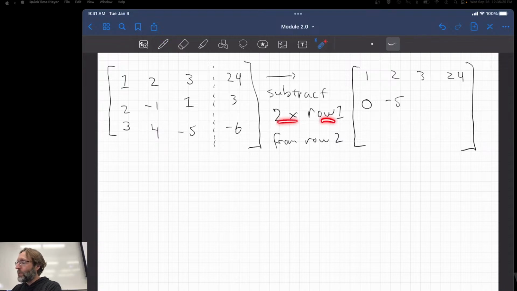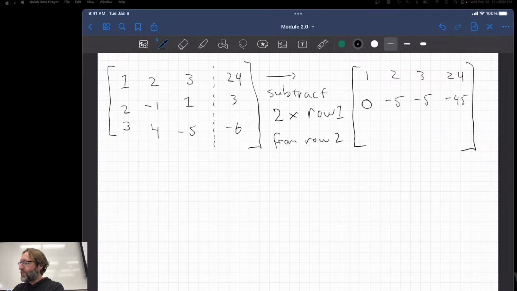2 times row 1, 2 times 3 is going to be 6. Subtracted from 1 is going to be -5 as well. Right? And don't forget the last one. That would be like manipulating an equation on just one side. You have to manipulate it the same way on both sides for the equality to be maintained. So twice over 24 here is going to be 48, but subtracted from 3 is going to be -45. Right? Help me out with my math, because I might be wrong.